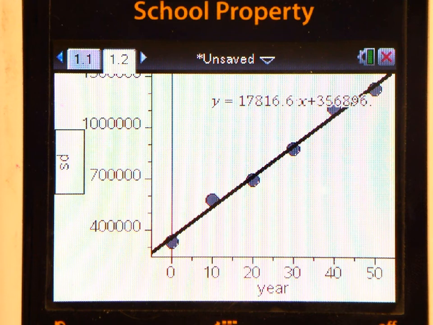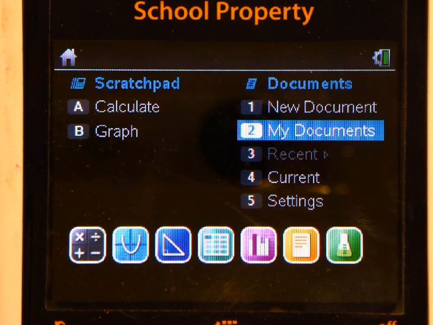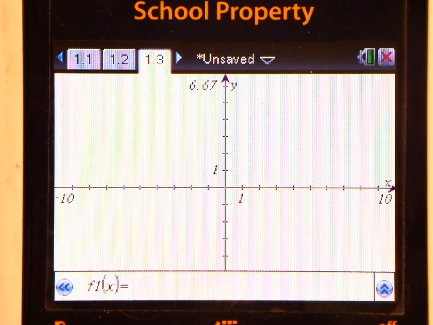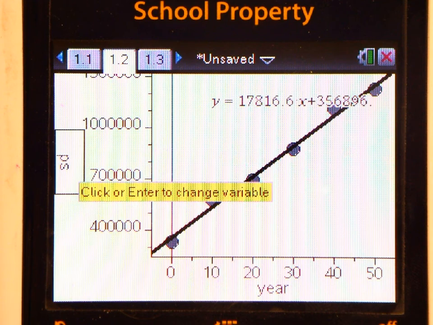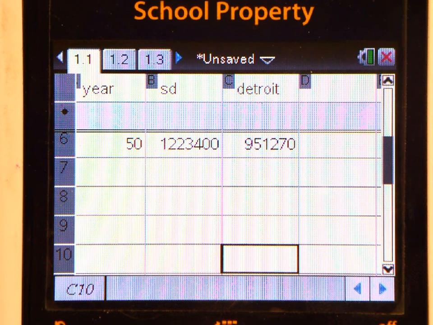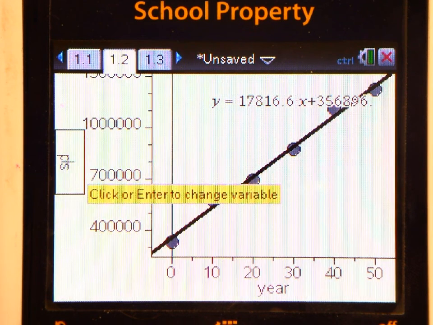Yep, we're going to go home, and now I'm going to go down to the second icon from the left, add a graph to my document. There's my graph, and now it's listed up in the tabs. It's 1.3. My scatter plot is 1.2. I can press Control left to get back to it. My data that I entered in is 1.1. I can press Control left to get back to that.